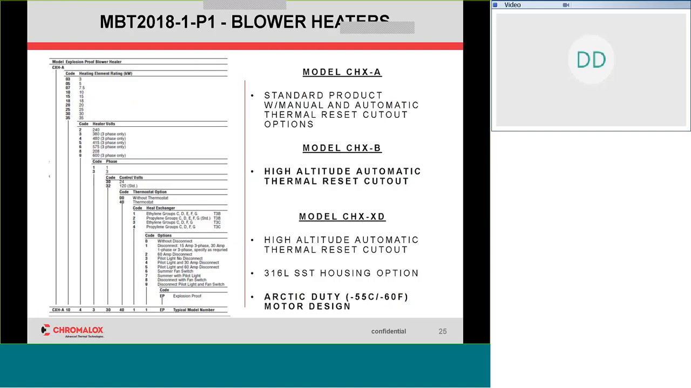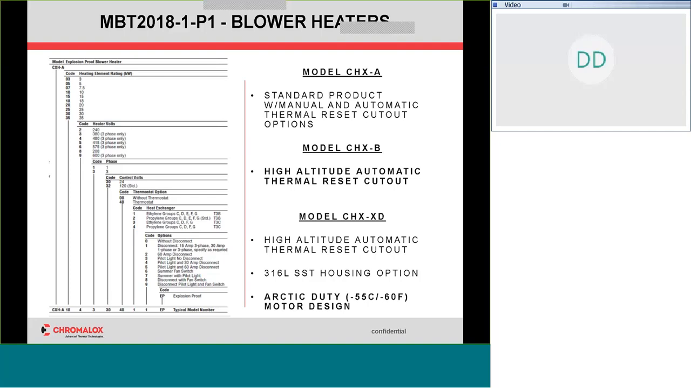Now for everyone, I talked about this in the last presentation, and I want to focus on it a little bit more in this presentation, only because the configurator has some of this in it, and it's not as intuitive as you would think. It's just important to remember these three model numbers and specifically what they include. So the Model A is your standard. You can come with manual or automatic thermal reset cutout. And that is actually the chart you see in our catalog. That is the only option you have in our catalog.